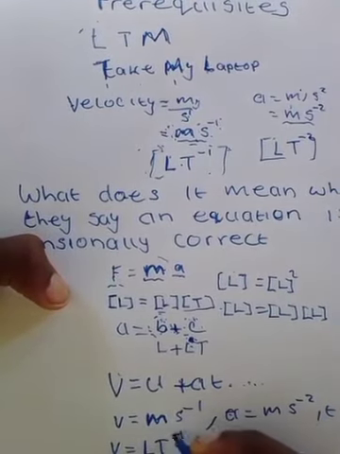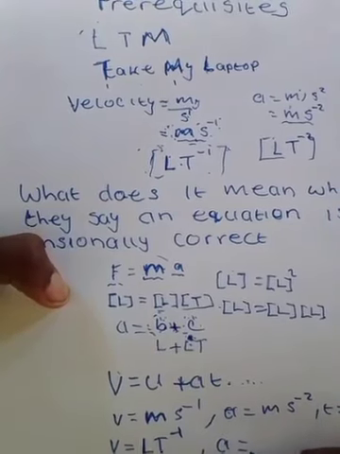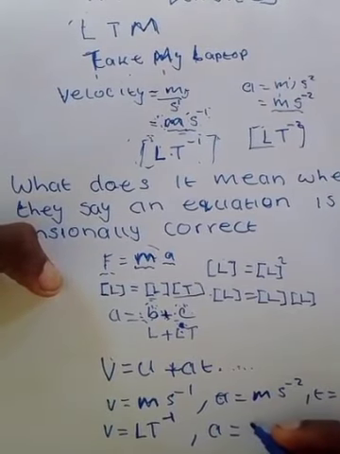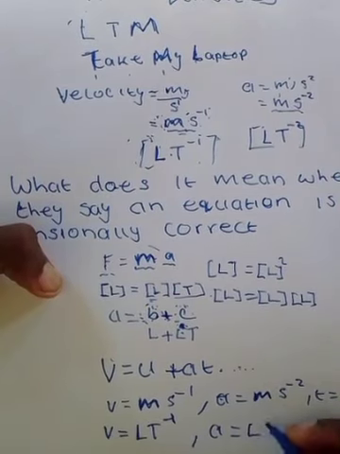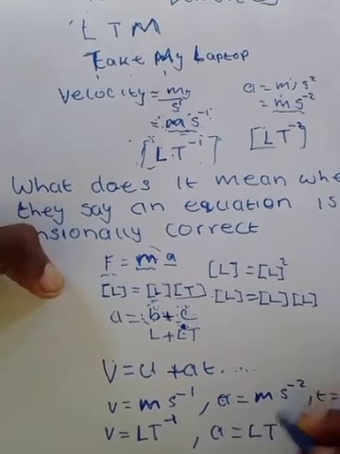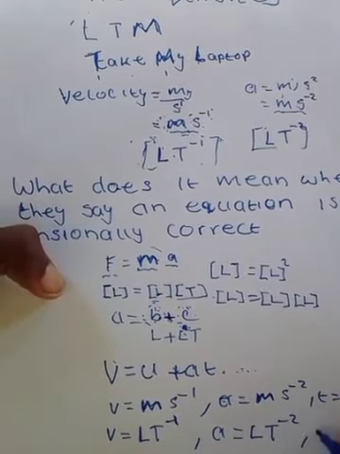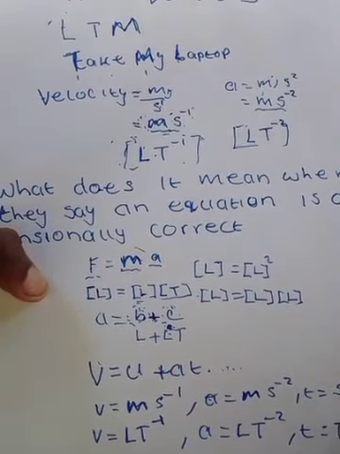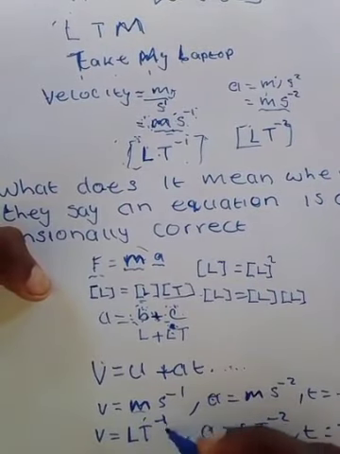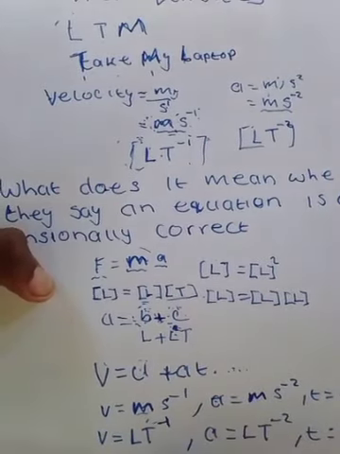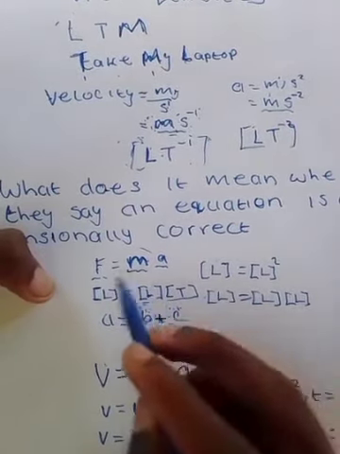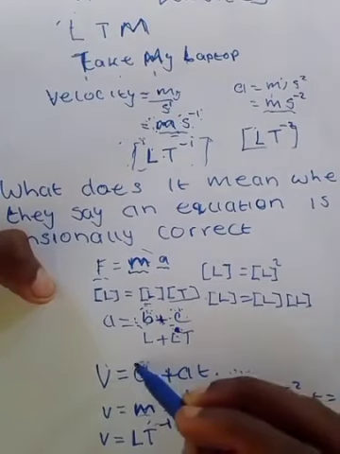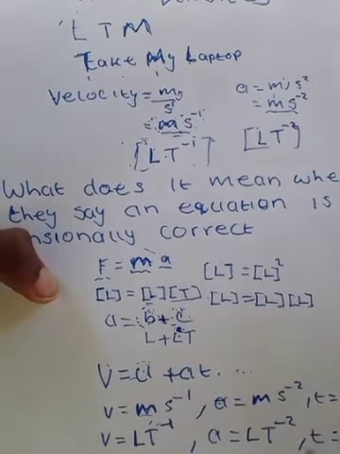Okay, and then the acceleration. This is meters, falling under the dimension of length, right? And seconds under the dimension of time, right? Raised to the power negative 2. And then the time, seconds, under the dimension of time, right? So now let us replace or substitute the quantities with their dimensions. I'll show you that you're going to find that these two sides have the same dimensions, and I'm going to show you right now. Because you need to know this concept.